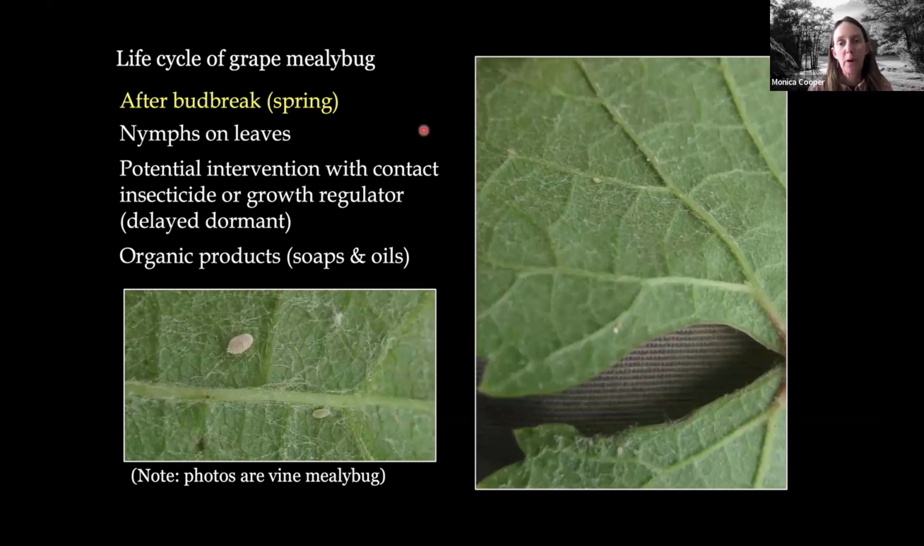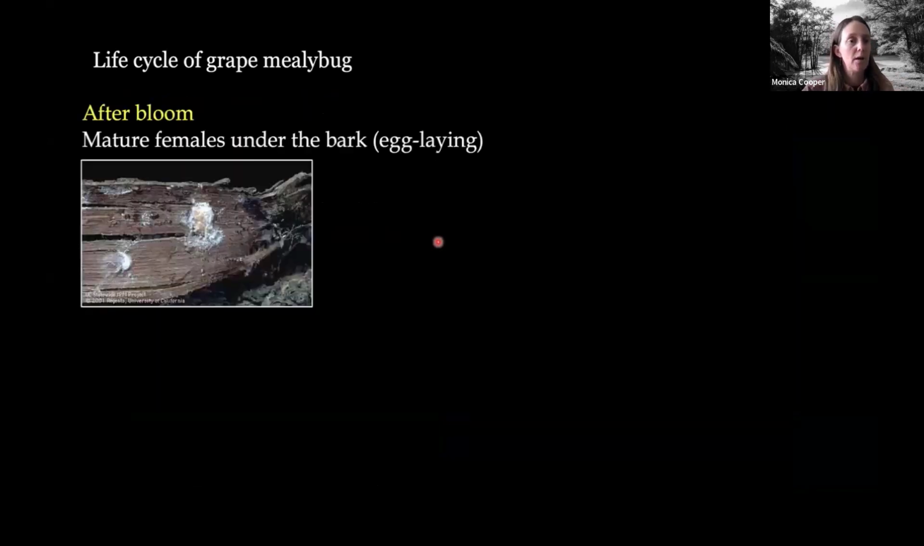So mealybugs, when they're under the bark, it's really difficult to contact them with insecticides. And so once they go out onto the leaves, it's much easier to kill them with contact insecticides. So this time of year, just after bud break, once they start moving onto the leaves, can be a really good time to make an intervention with an insecticide. Either a conventional insecticide or an organic product. And I'll talk a little bit more about the insecticide applications and timing of them in the later part of the talk.